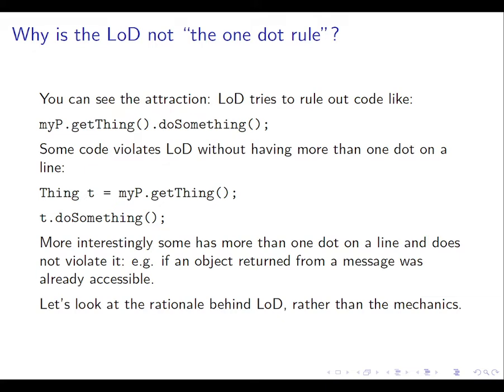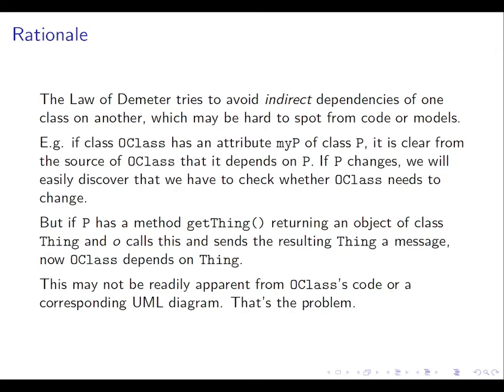So what you have to do is to think about the rationale behind the law of Demeter in order to understand it, rather than the mechanics, because if you understand what it's doing, you'll find that much easier than having to remember those 4 points and apply them mechanically, and also you won't fall prey to the shorthand of thinking of it as the one dot rule. So what are we trying to do? What we're trying to do is to avoid indirect dependencies of one class on another.